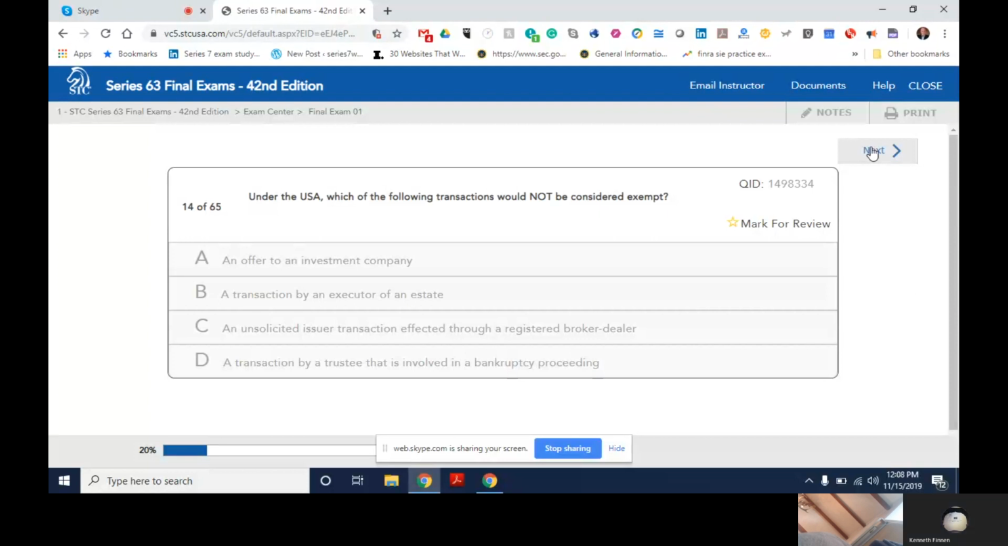So A, institution, we're good. B, transaction by an executor of an estate, we're going to say that's an exempt transaction, also not an exempt security, exempt transaction. D, a transaction by a trustee, that's almost the same as letter B. If you're a trustee in a bankruptcy, exempt transaction, you should know that from reading your book. An unsolicited non-issuer transaction would be exempt, so the right answer is going to be C because you're dealing with an issuer.